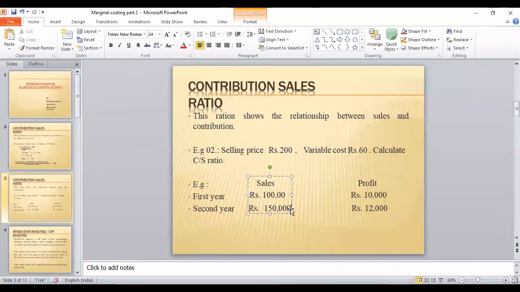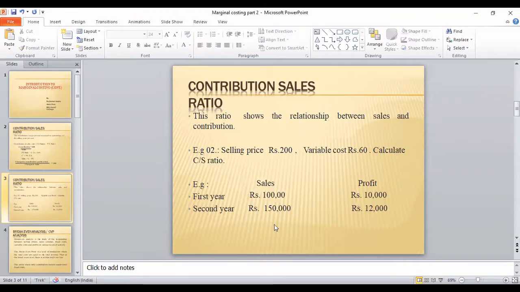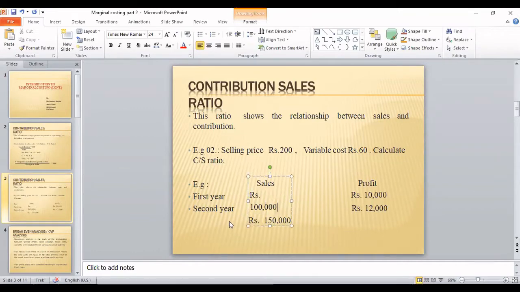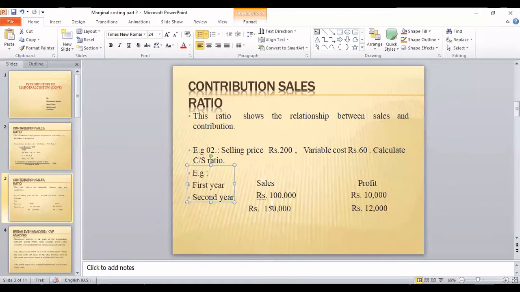Now the next formula you have to apply here to get these answers. Tell me what they have asked you: to calculate contribution sales ratio, or we can say PV ratio also. Tell me how we'll get the values or what formula you are going to apply. See, data is given for two periods. This is 1 lakh. Apply the formula and tell me the answers. Everyone do it.